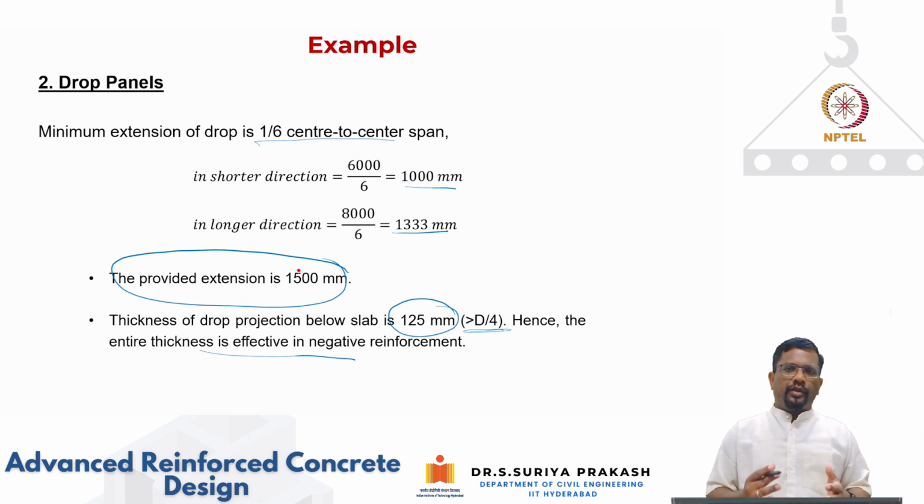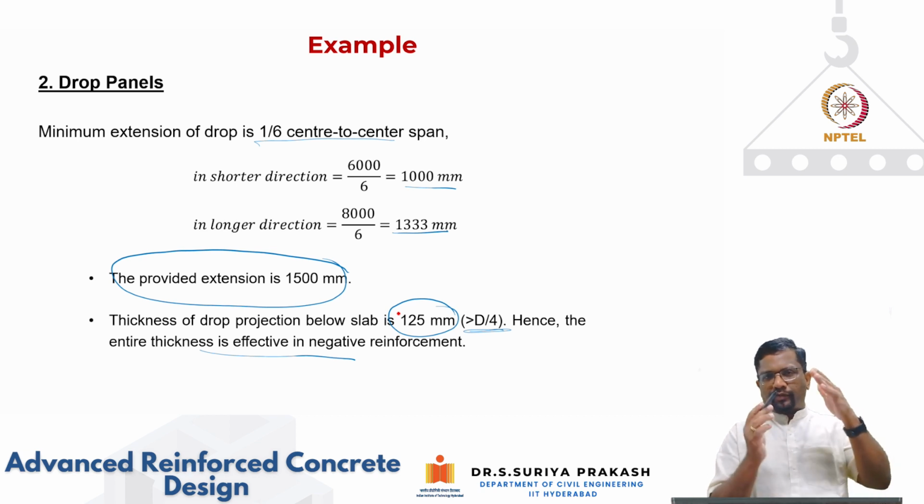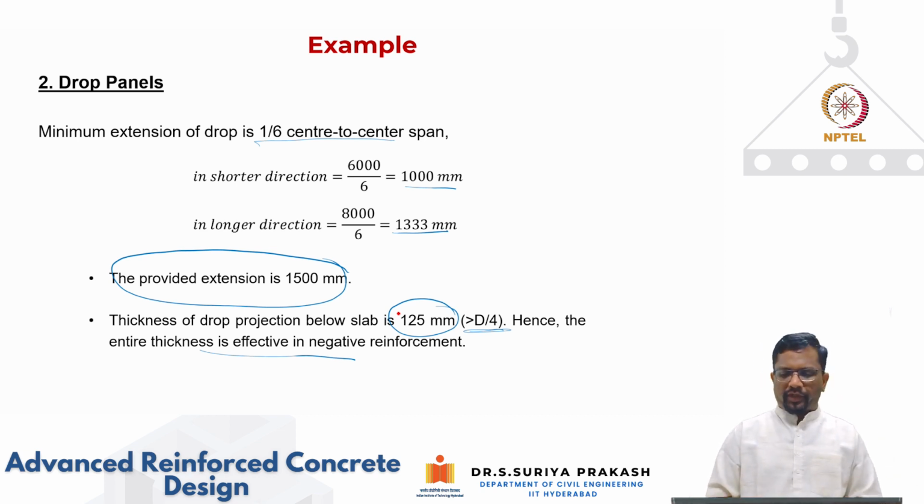So I can take a larger depth, 125 mm plus 250 mm, for my depth calculation. The overall depth in my negative moment reinforcement is going to be 250 plus 125, which is 375, not just 250. If these dimensions of the drop are not satisfied, then the depth has to be taken as 250 only. That is it.